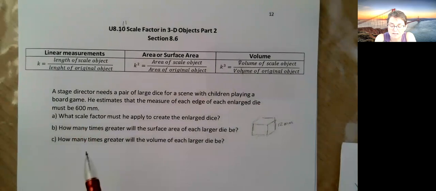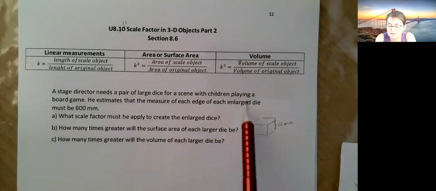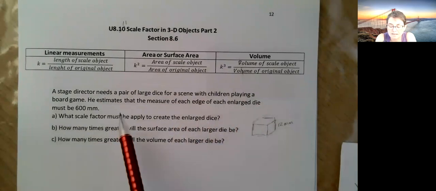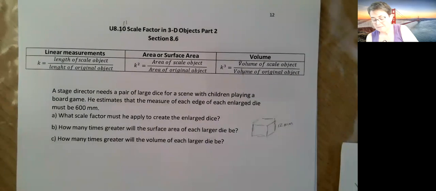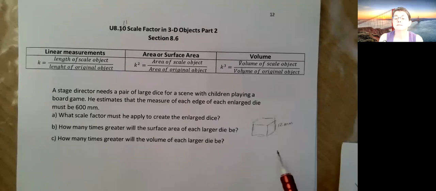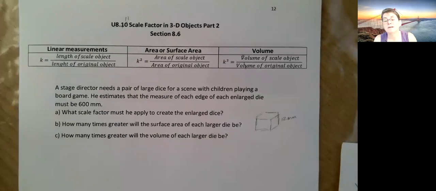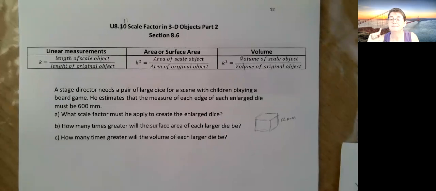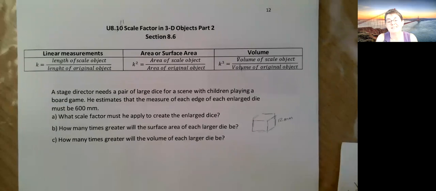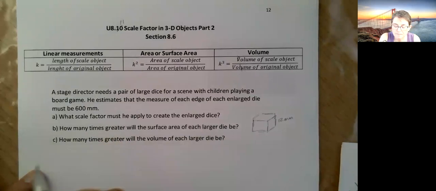That stage direction needs a pair of dice for a scene with children playing a board game. He estimates the measure of each edge of the enlarged dice must be 600 millimeters. Well, that's great, but I forgot to give you the original picture, which came with the question, of a nice little set of dice that have 12 millimeters. When you get printed off, we'll have that, but truth, I didn't feel like reprinting, so we're going to deal with that. So what scale factor must he apply?